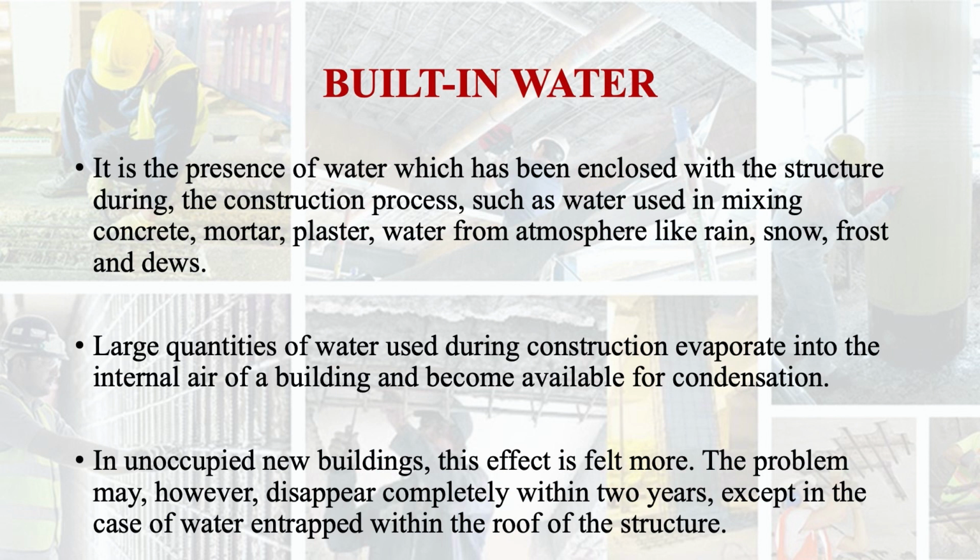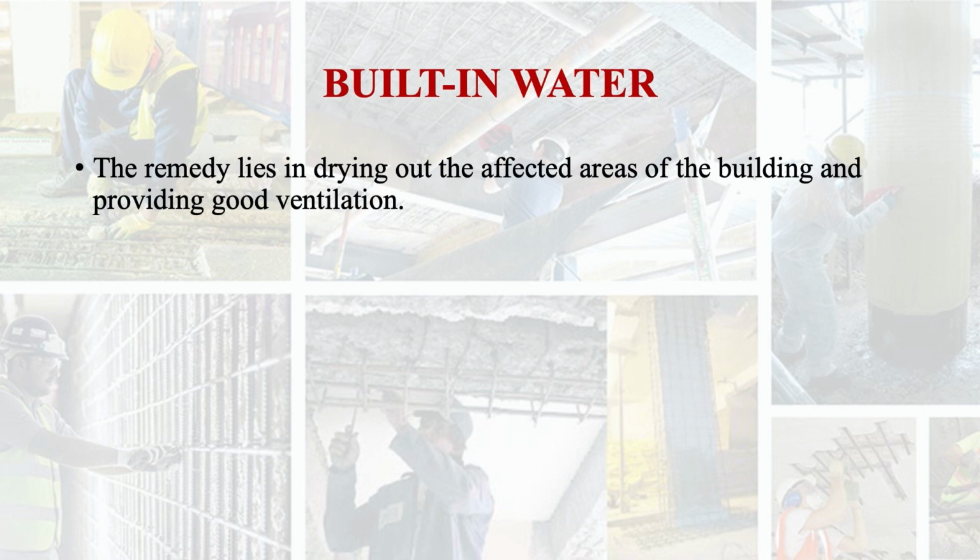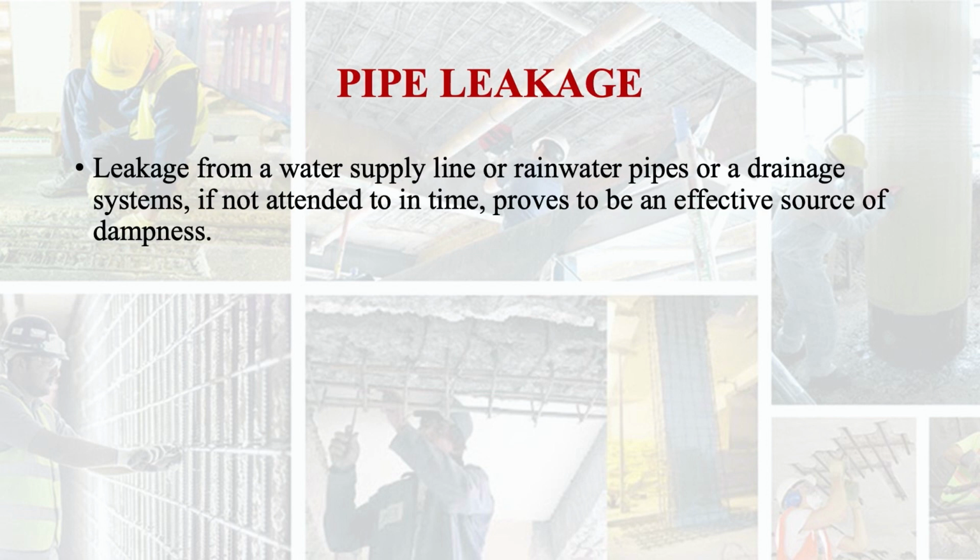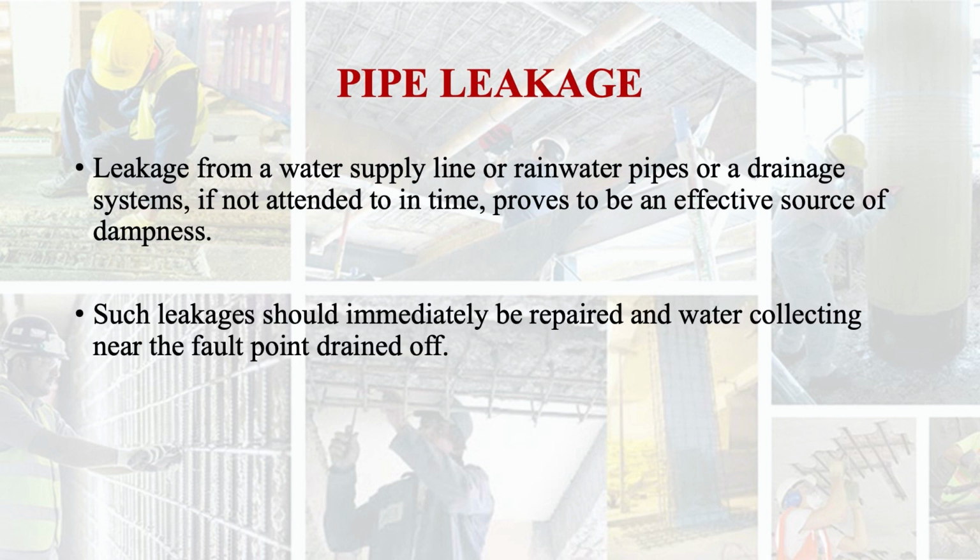The problem may, however, disappear completely within 2 years, except in the case of water entrapped within the roof of the structure. The remedy lies in drying out the affected area of the building and providing good ventilation. Next, we see the pipe leakage. Leakage from a water supply line or rainwater pipes or a drainage system, if not attended to in time, proves to be an effective source of dampness. Such leakages should immediately be repaired and water collecting near the fault point drained off.